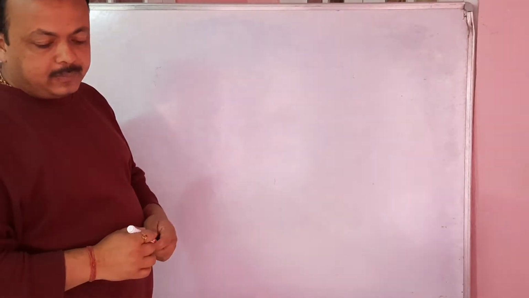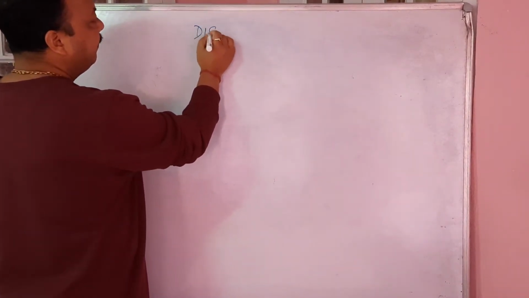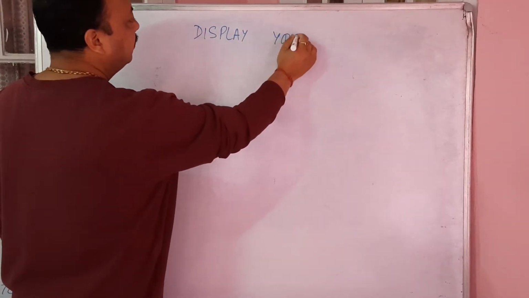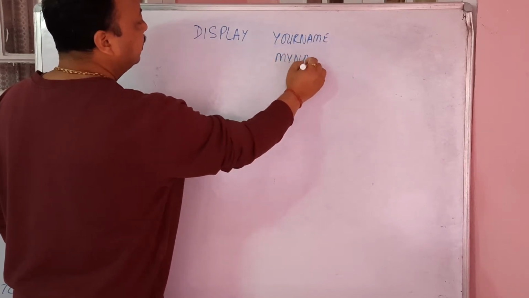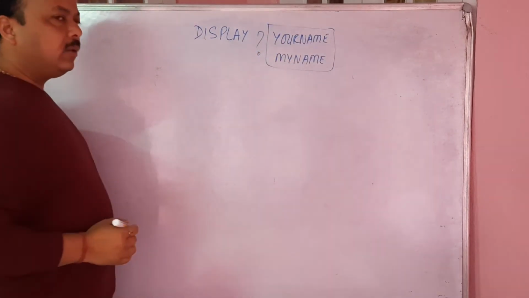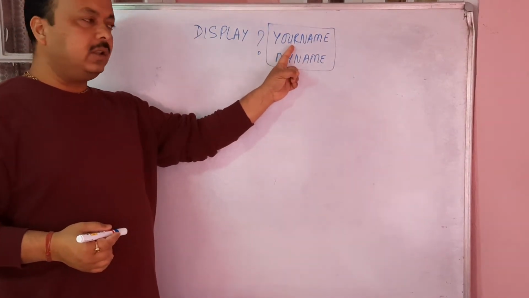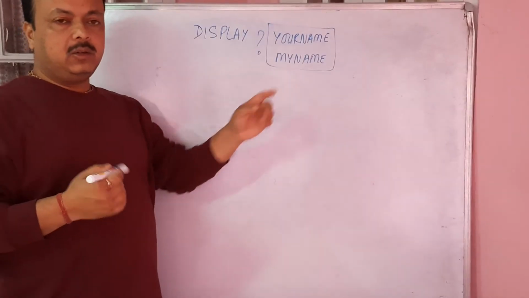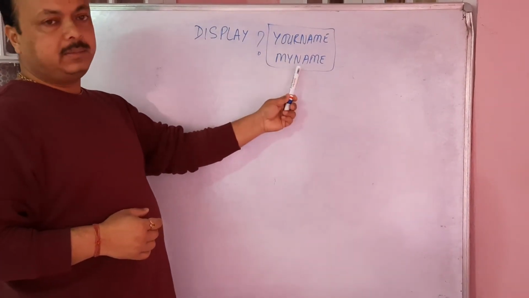So let's take for example, you are asked to display your name and my name. That is the question. So you have to first see that this is the question. Now in the question, if they have asked you to display your name first, then in the solution also you have to ensure that your name is printed first and then my name is printed. I hope you understood that the question is display your name and then my name. So that is the question.